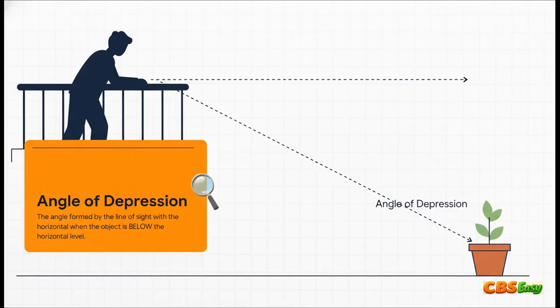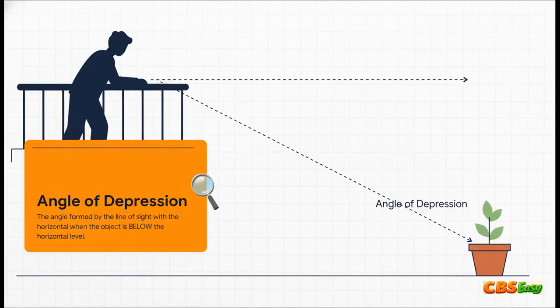Okay, but what if the object is below you? Let's say you're standing on a cliff, looking down at a boat in the water. You have to lower your head, right? Well, the angle between that straight-ahead horizontal line and your line of sight down to the boat is called the angle of depression. Think about it. Your gaze is going down.